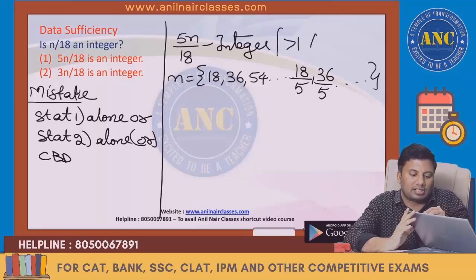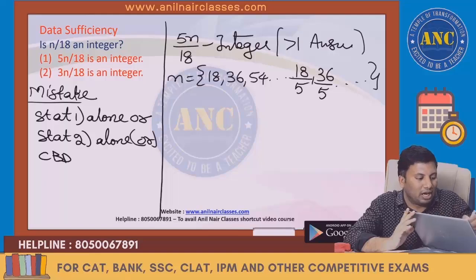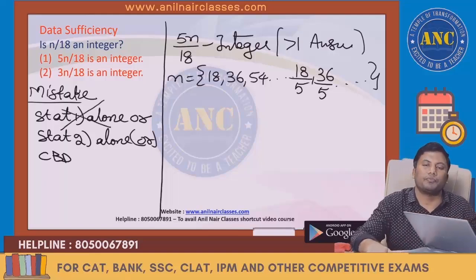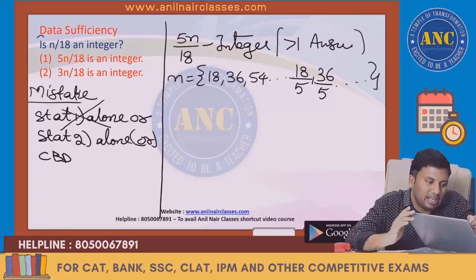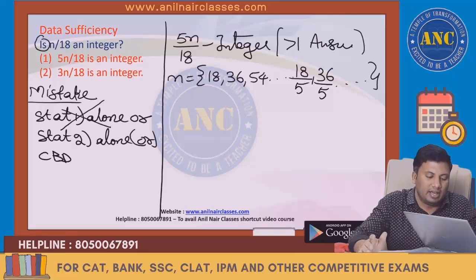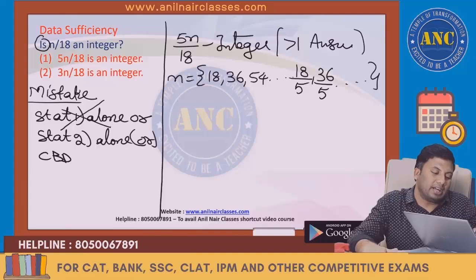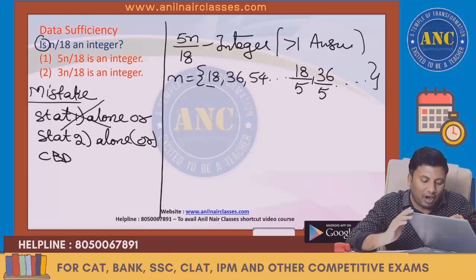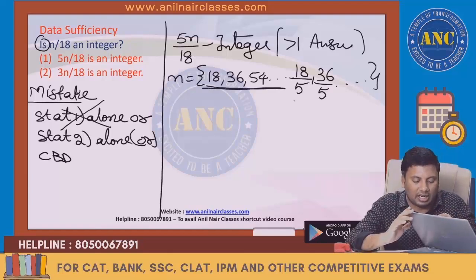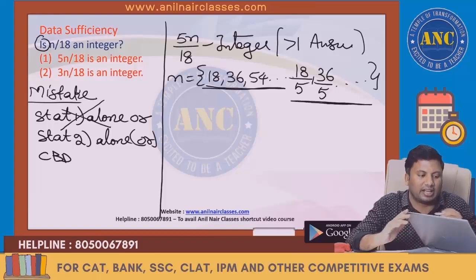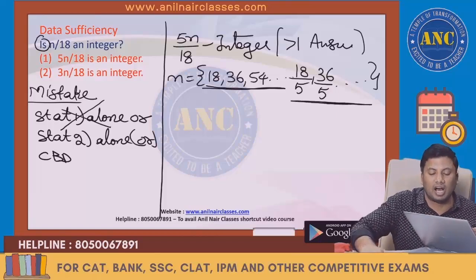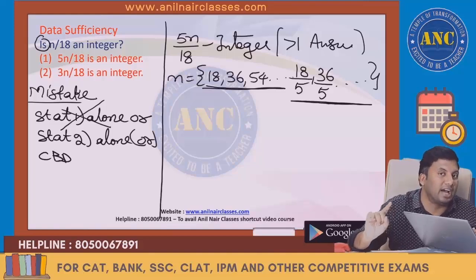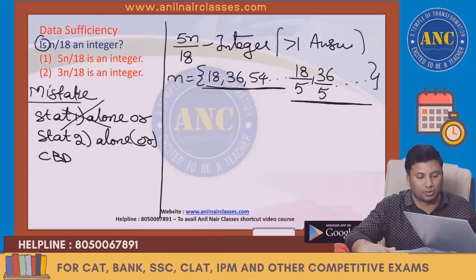Greater than one answer I am getting. Statement 1 alone is not possible. I hope it is clear. He is asking, is n by 18 an integer? So what they will do is tick mark statement 1 alone because 18 by 18 is 1, an integer, 36 by 18 is 2, an integer. For some values you will get an integer, for other values you will not get an integer. The answer is yes or no. Please do not solve the question in a hurry without complete conceptual clarity.